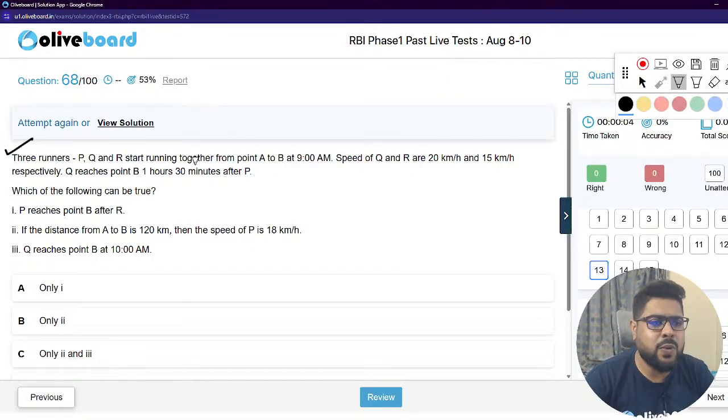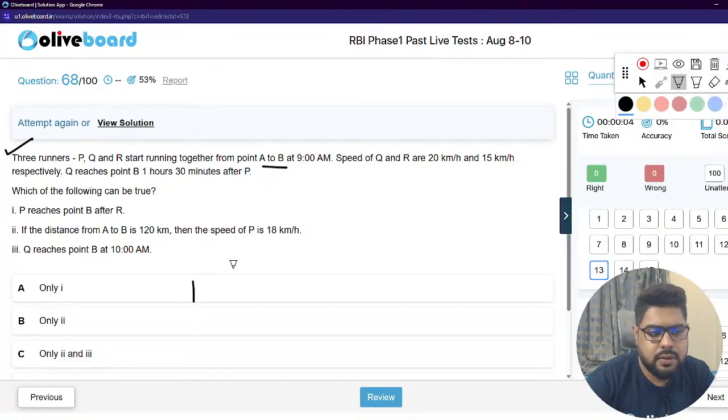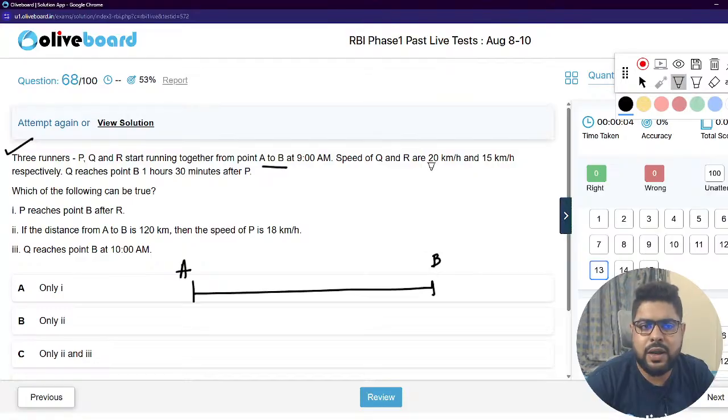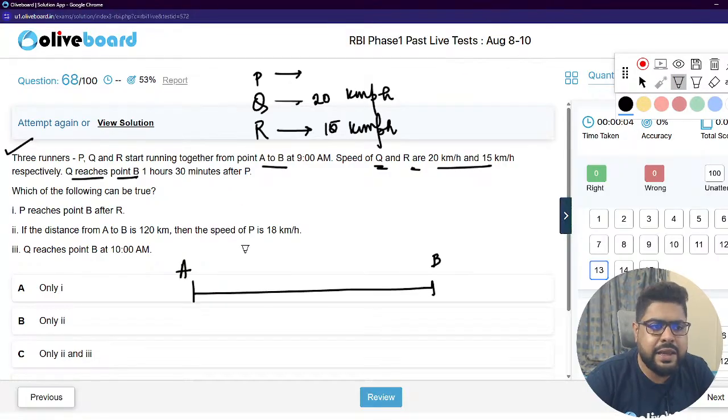3 runners P, Q, R started together from a point A to B. Q has a speed of 20 kilometers per hour. R has a speed of 15 kilometers per hour. P's speed is not given. Q reaches B 1 hour 30 minutes after P. Okay, perfect. P reaches point B after R.